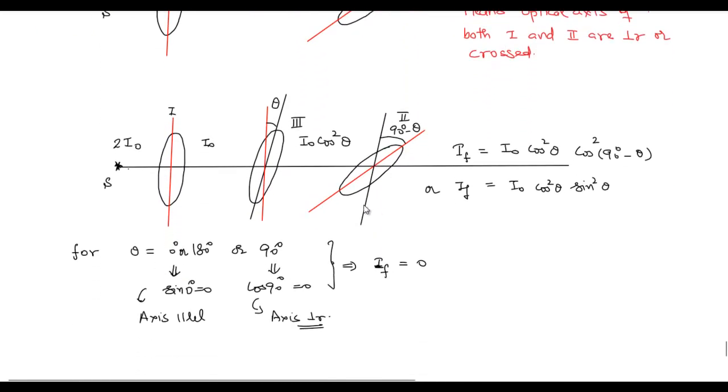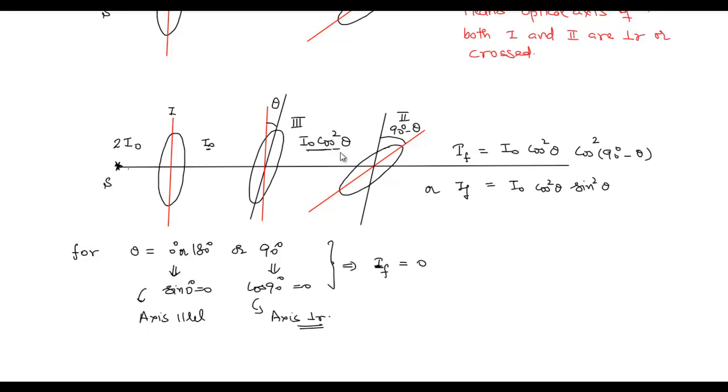Here you can see that we have placed this third polaroid such that its optical axis makes an angle theta with that of the first polarizer. Now from Malus law we know that if the intensity here is I naught, then I naught cos square theta, the cosine square of the angle between these axes, is the intensity that we will get out from the third polarizer.